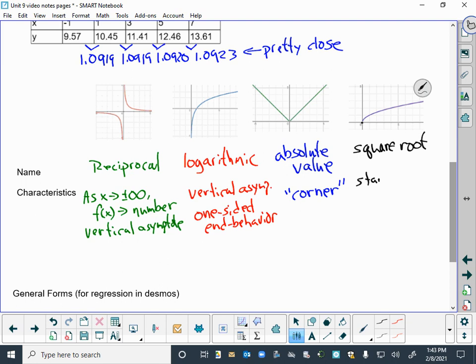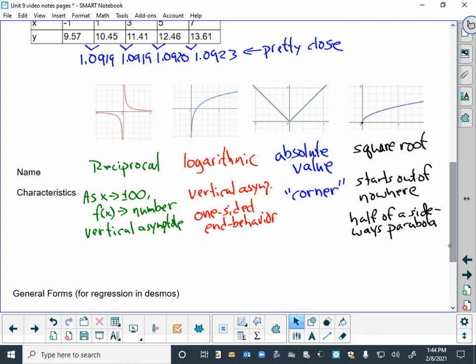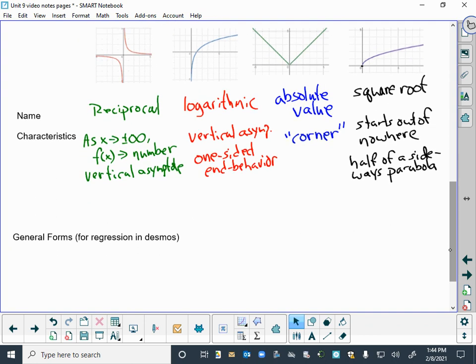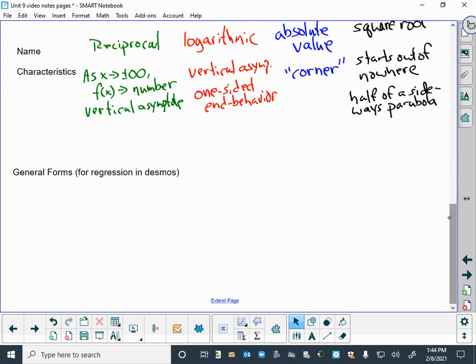So it starts out of the blue or out of nowhere. It just seems to kind of pop into existence there and then go off toward infinity. Not a lot of high points or low points in that one either. In fact, it looks like and is half of a sideways parabola. So that's kind of how we recognize the possibility of that square root function.